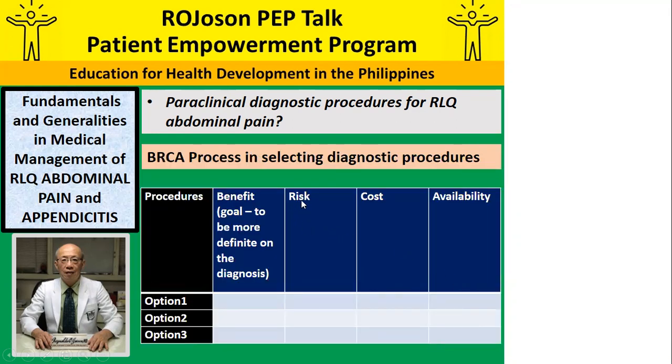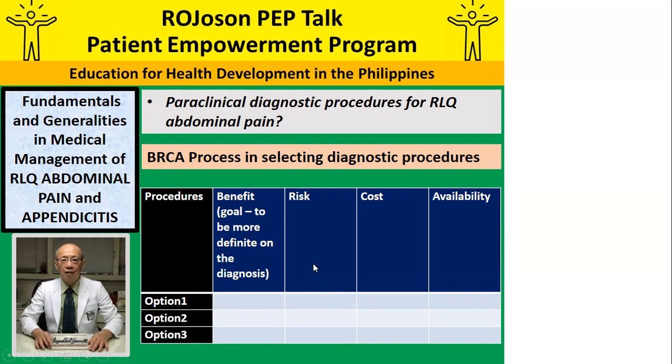So the BRCA process in selecting a diagnostic procedure will be illustrated here. In the first column, you list down the options for the paraclinical diagnostic procedure. Then on the second column, you list down the data on the benefit. When you say benefit, because you're doing a diagnostic test, you want to be more definite on the clinical diagnosis, on the primary diagnosis. That's the first priority. So let's say this one is 90% benefit, this one 80, 60. So option one with the 90% will have the best benefit.